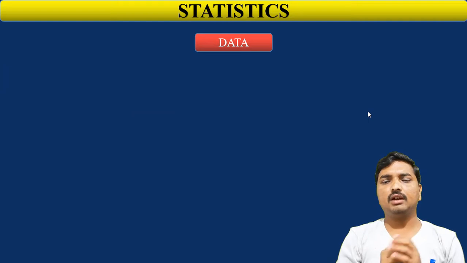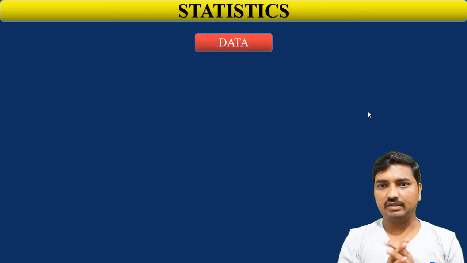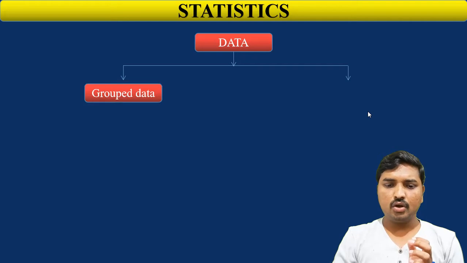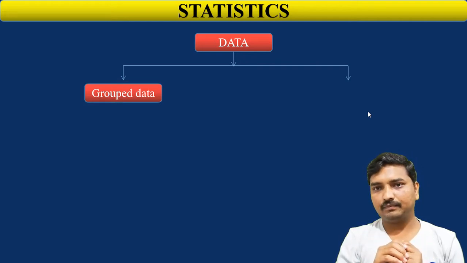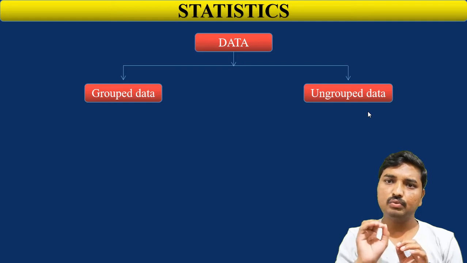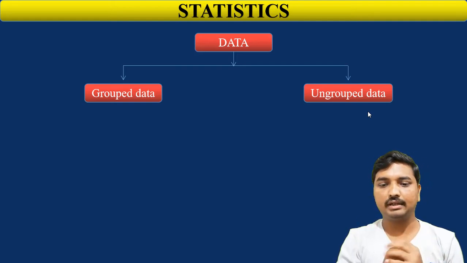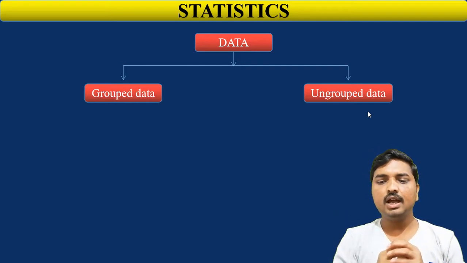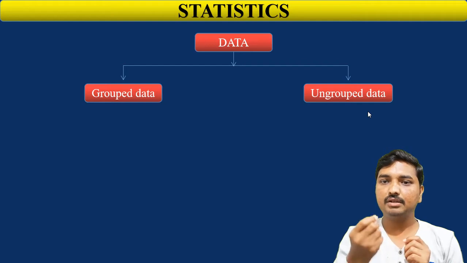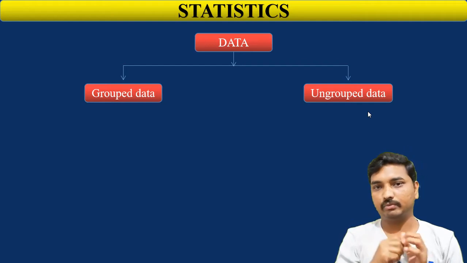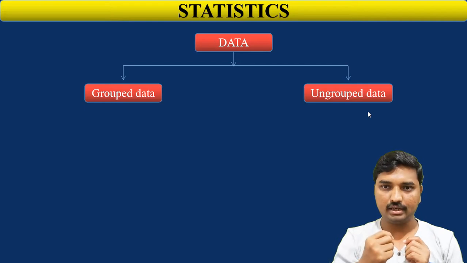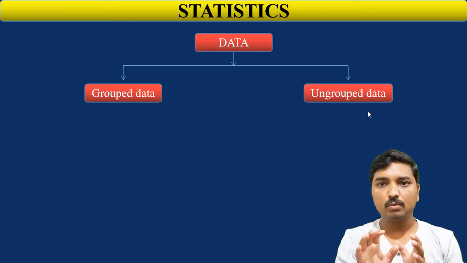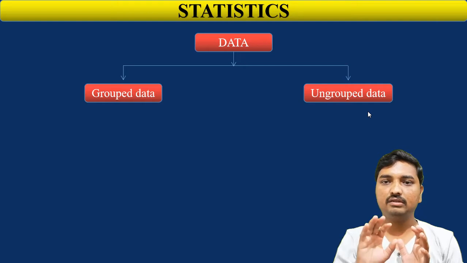Now look here, data can be classified in two different ways: grouped data and ungrouped data. The difference between grouped data and ungrouped data is that ungrouped means whatever information we have collected is called raw information. Whatever data we have collected is normally called ungrouped data. It is always ungrouped data.